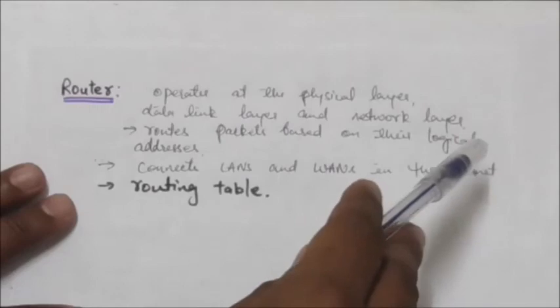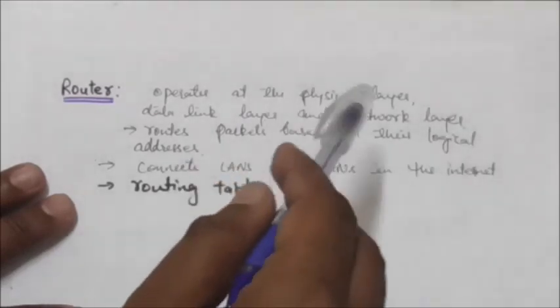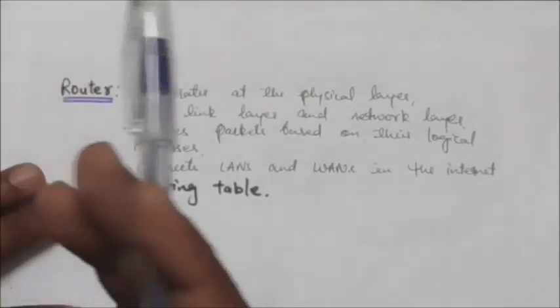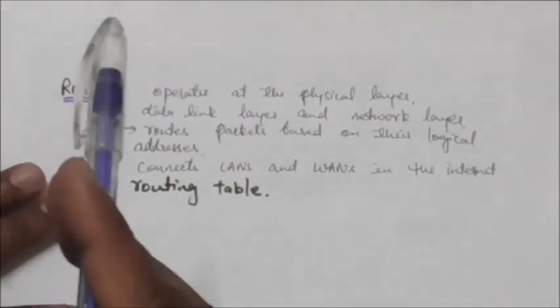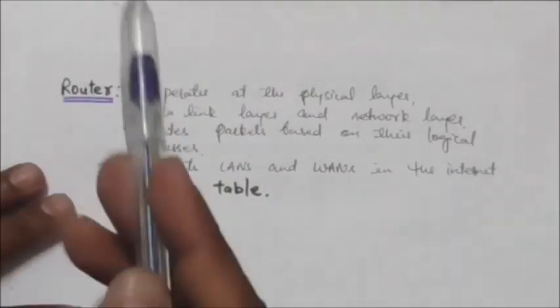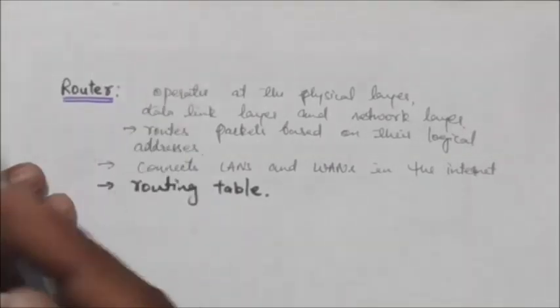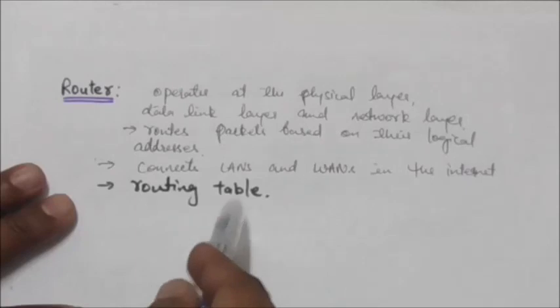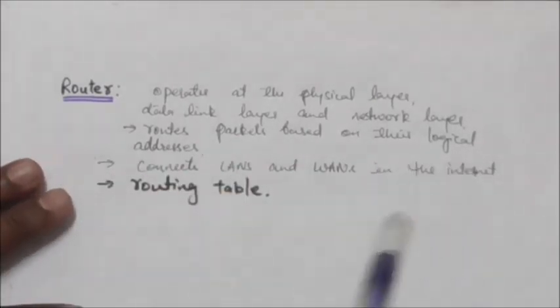And it has a routing table. This router has a routing table that is used for making decisions about the route, right? And this routing table is normally dynamic and is updated using routing protocols. So about routing protocols we will study later in separate tutorials.